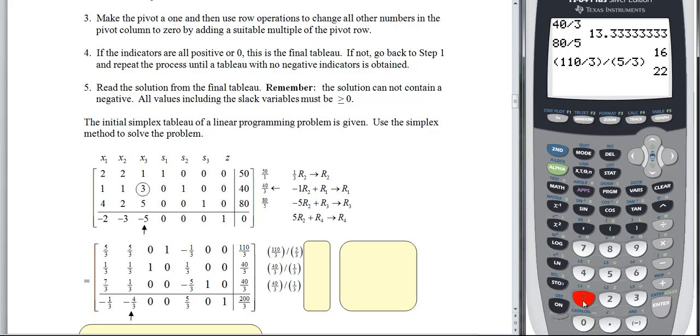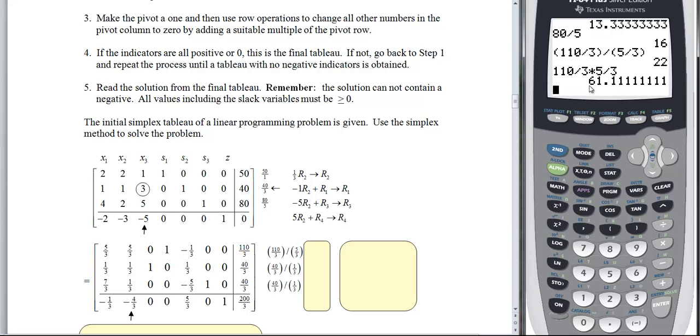Look what happens if I do not use parentheses. Whoops, I did times. Sorry about that. I'll go back in and make it division. I'm still going to have an issue. And that ain't 22. You need parentheses around this. Please be careful.